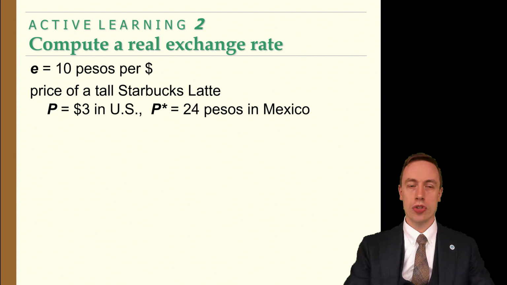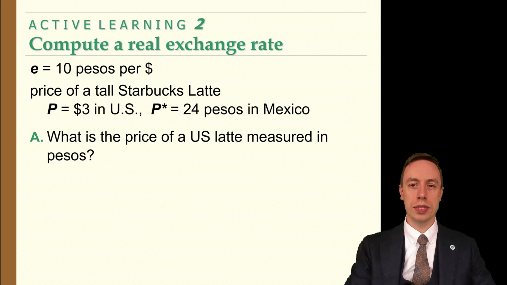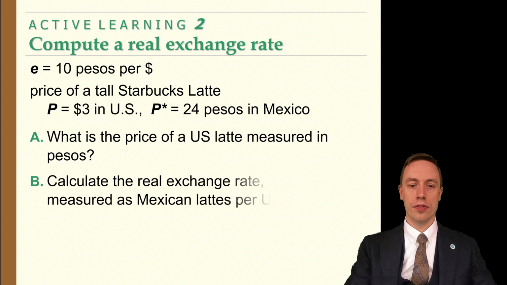The nominal exchange rate is 10 pesos per US dollar. The price of the latte in the US is $3, while the price of that same latte in Mexico is 24 pesos. Go ahead and use this information to first calculate the price of the US latte in pesos, and then to work out the real exchange rate. Go ahead and pause the video now if you would like to give this a shot.